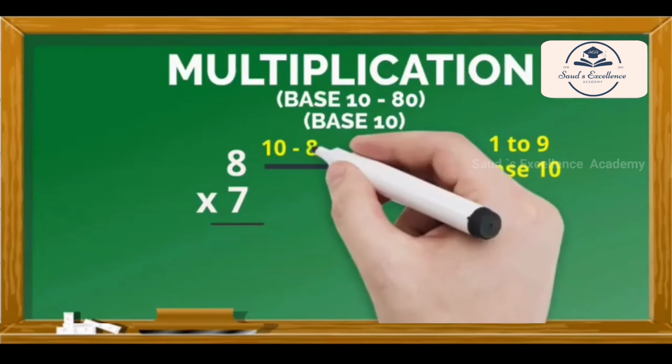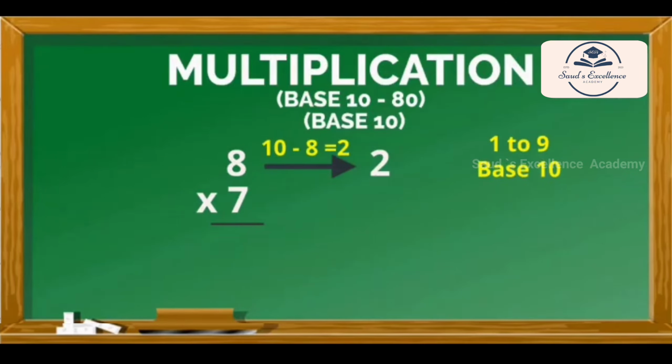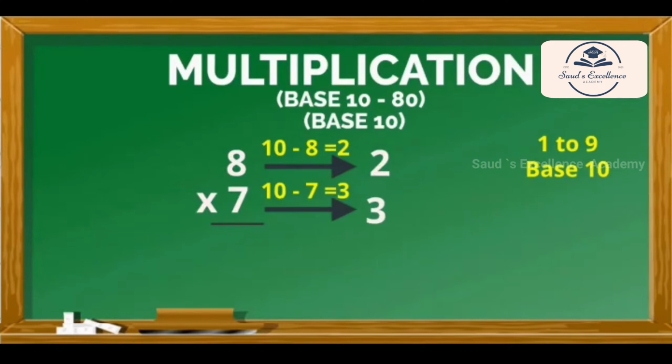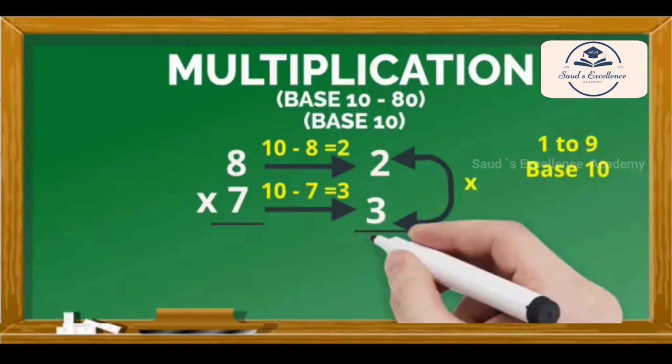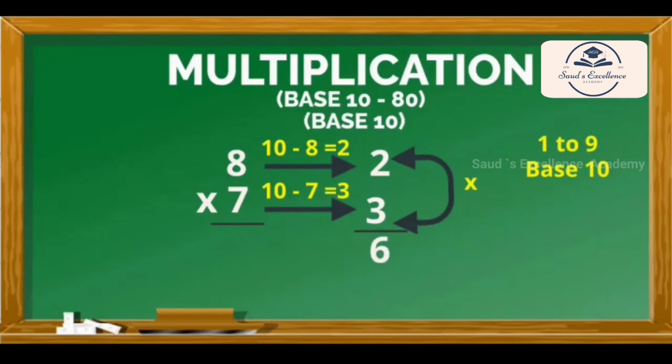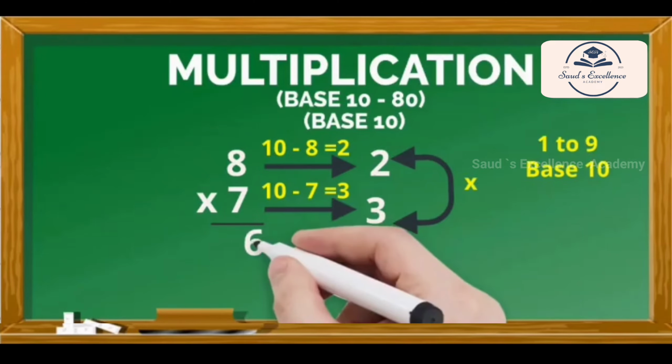First step, we subtract the first number 8 from the base 10, equal to 2. Next we subtract the second number 7 from the base 10, equal to 3. Now, we multiply both digits, 2 into 3 equal to 6. We write 6.